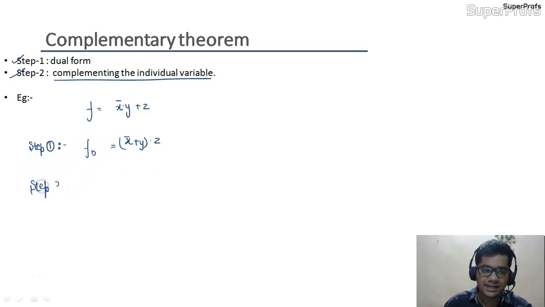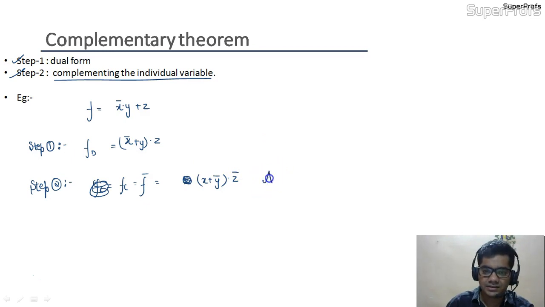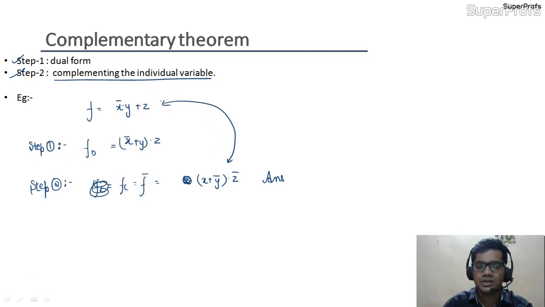Now the second step is to complement each variable. So we can write its complement, fc or f bar, as equal to, we have to complement each individual variable, so it would be x plus y bar dot z bar. So this is our answer for its complement. These are complements of each other. So this is the complementary theorem. Quickly write this point, then we are moving towards the next slide.